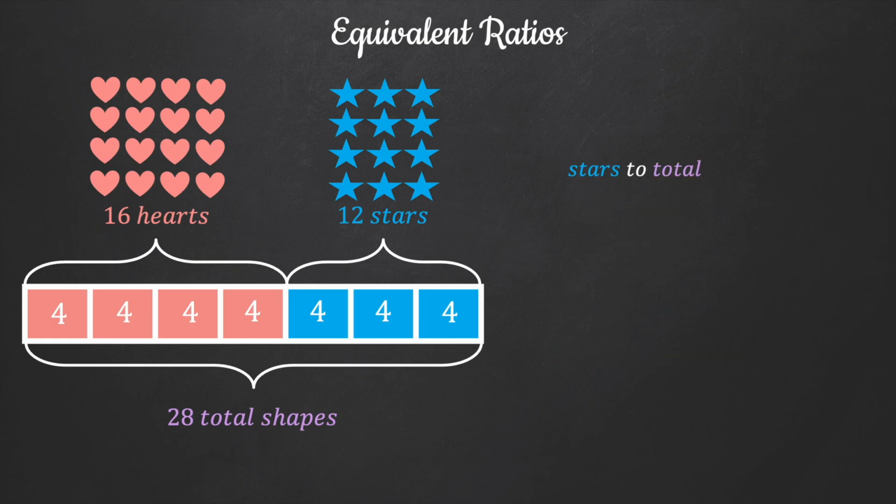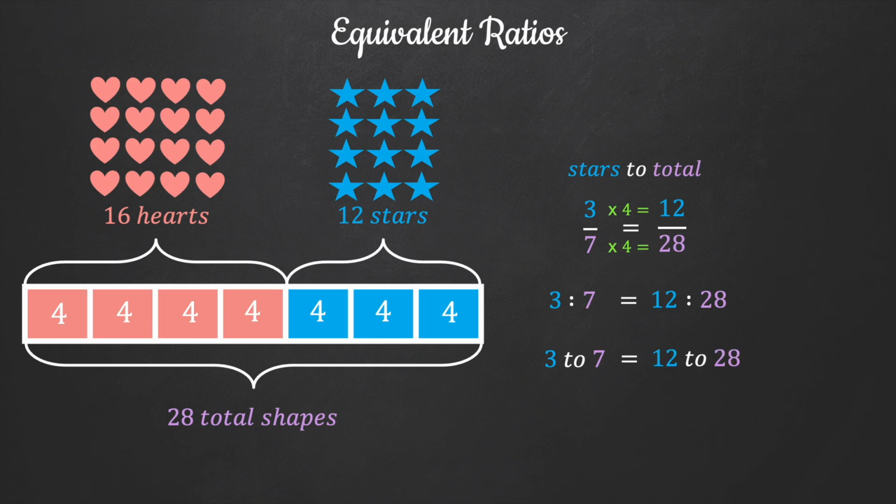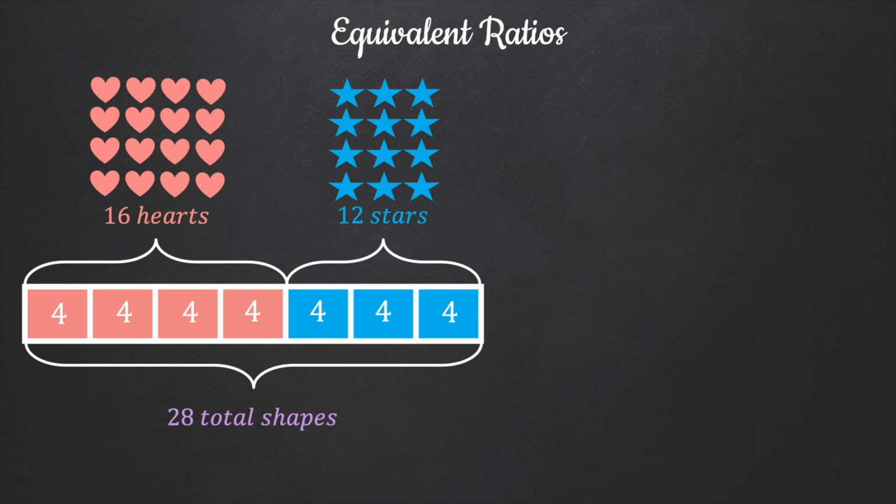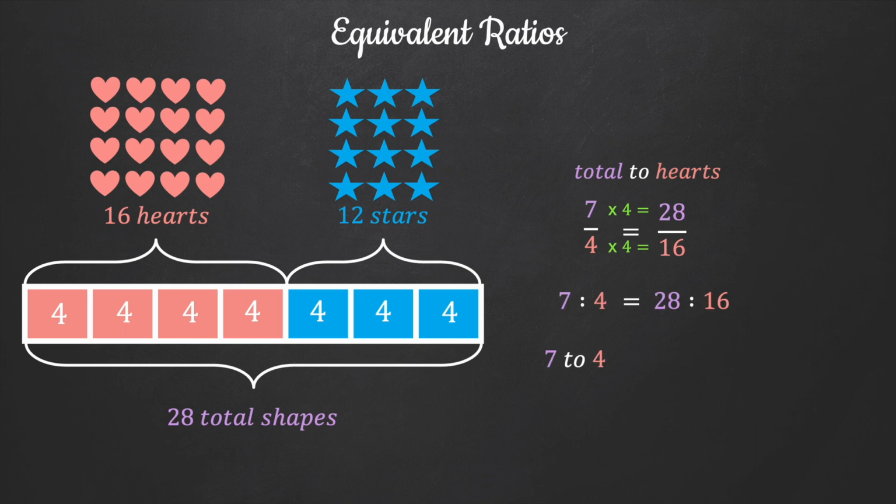Here we have stars to total. Our original ratio of stars to total was 3/7 because we had 3 stars and 7 total shapes. And once we quadrupled it, now we have 12/28. And here's our equivalent ratios written using a colon and the word "to." Here we have total to hearts. Our original ratio was 7/4. And once we quadruple that, we get 28/16. And we could rewrite that ratio using a colon and the word "to."